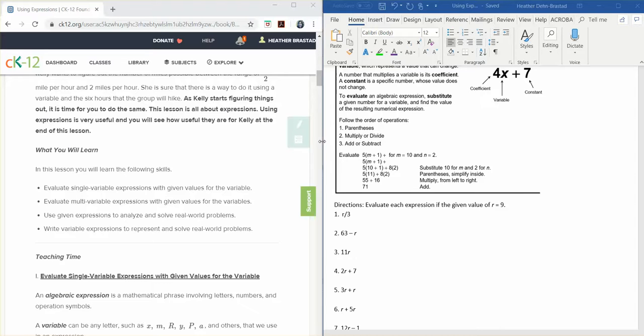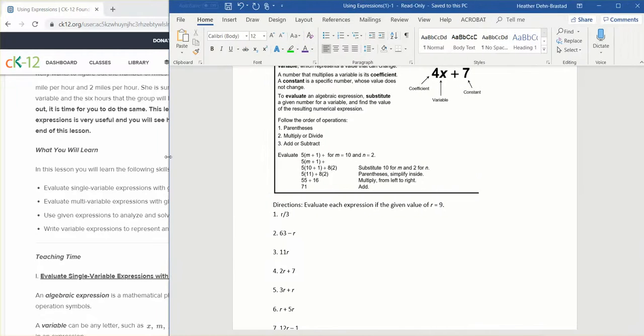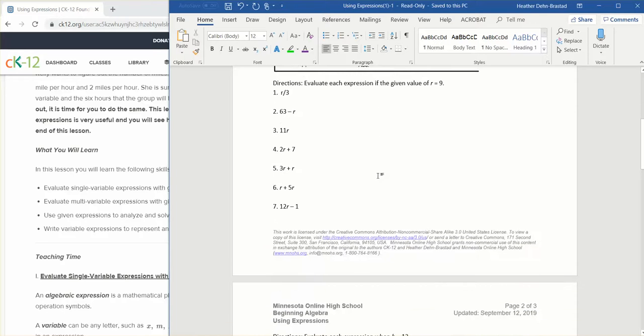The order of operations tells us that we have to first simplify anything in parentheses. Then we can multiply or divide in order from left to right, and finally add or subtract in order from left to right. And there's an example right here where they do a problem like that. Now we're going to look at a couple problems on your worksheet.